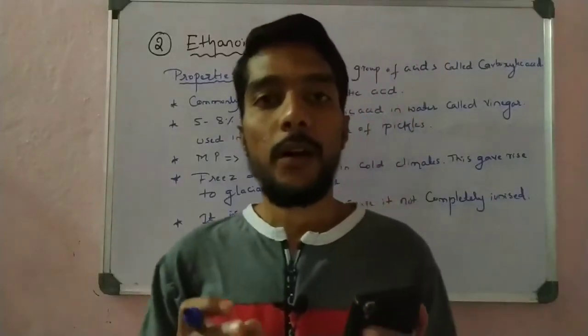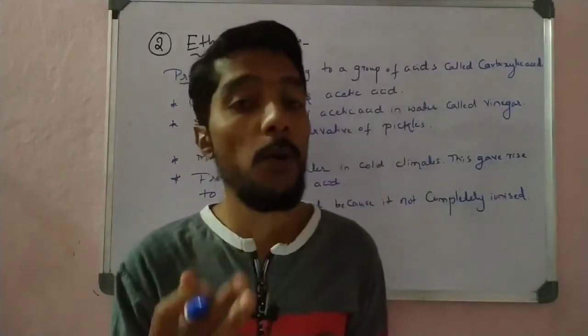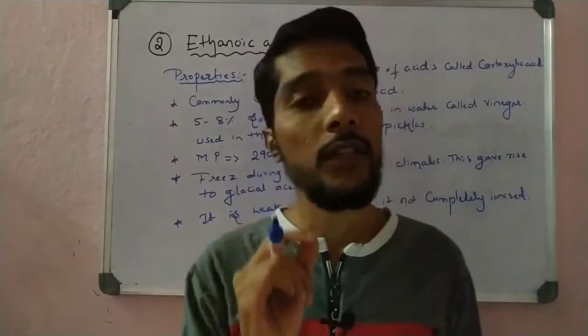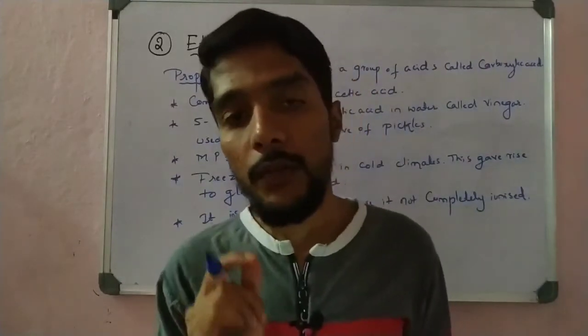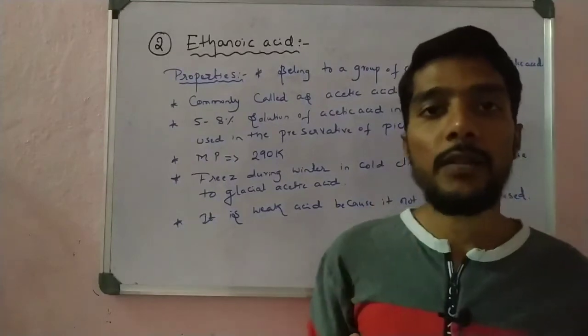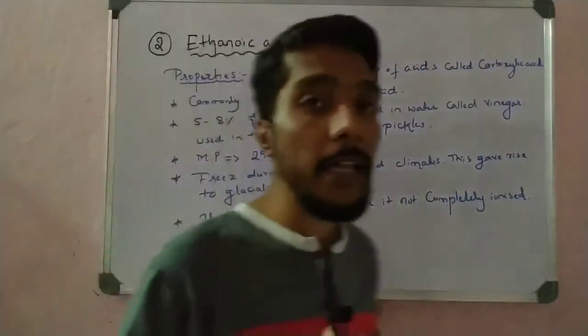Hi students, in this video we take the continuation of the last video, that is some compounds of alcohol. In the last video we learned about the first compound, that is ethanol, in which the functional group is alcohol. Now let us take the second compound, that is what? Ethanoic acid, right? So this is the next part, ethanoic acid.